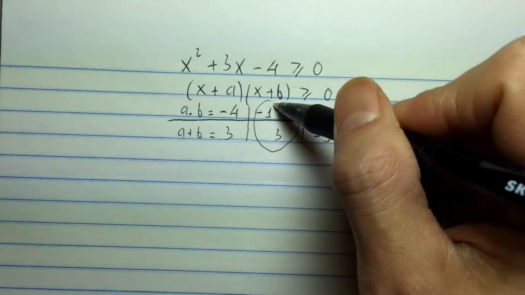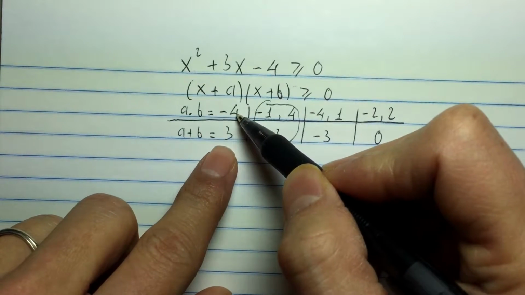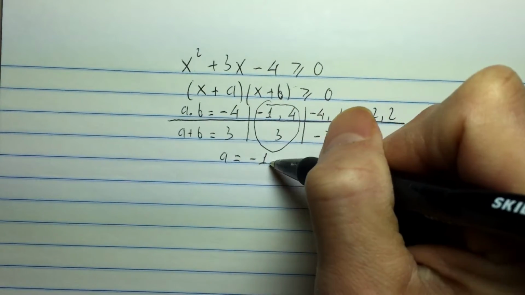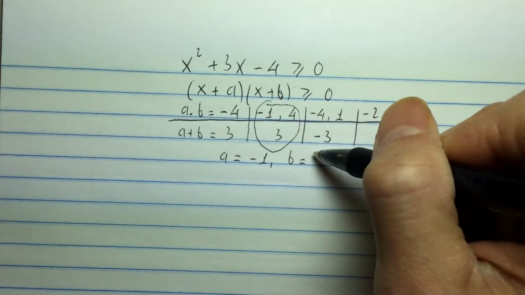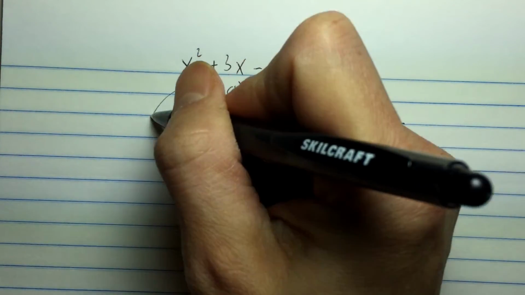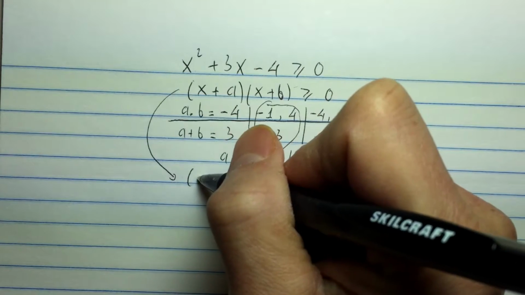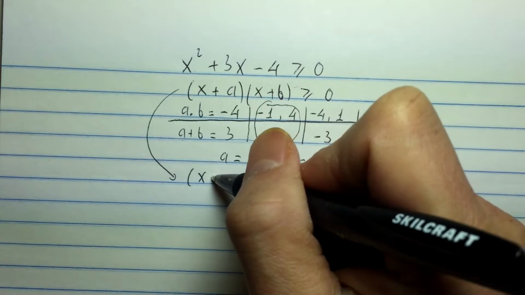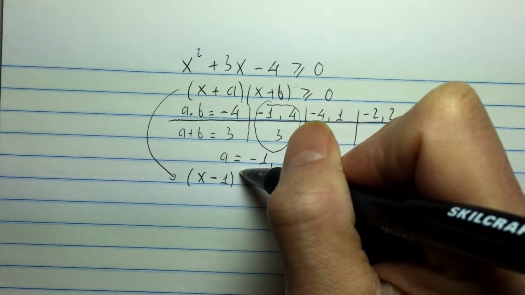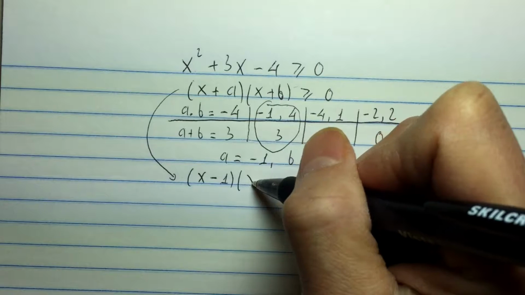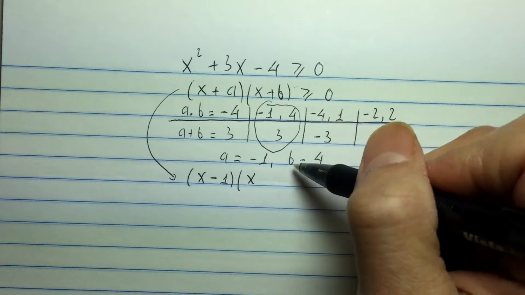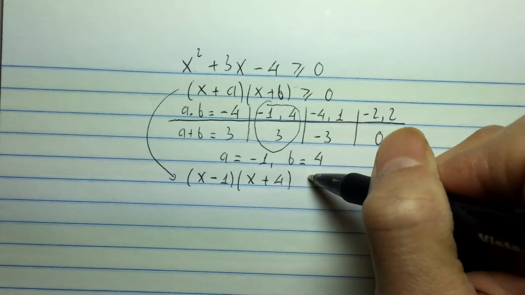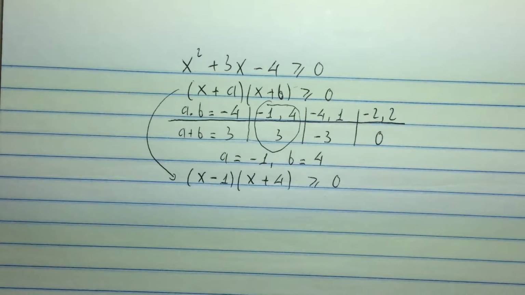So if you compare, the first pair satisfies the product and the sum. So a equals minus 1 and b equals 4. So now I rewrite the equation. x plus a equals x minus 1, times x plus b equals x plus 4, bigger than or equal to 0.